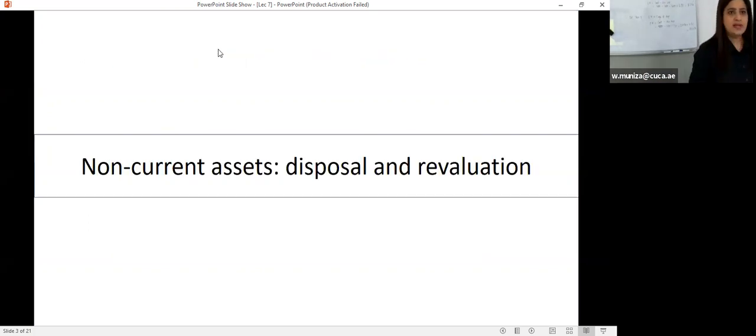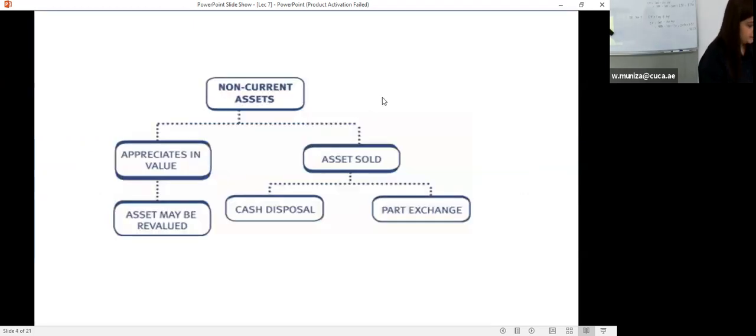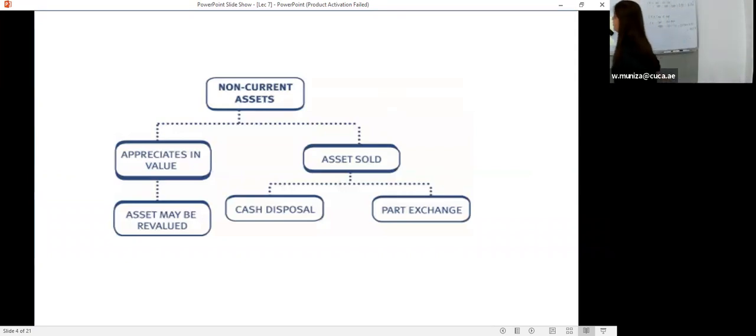Now, students, with this, we have ended our chapter. The next chapter is also about non-current assets. That is about disposal and revaluation of non-current assets. In this chapter, students, we are going to discuss non-current assets whenever they are going to appreciate in value.